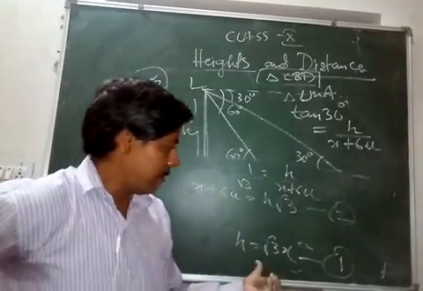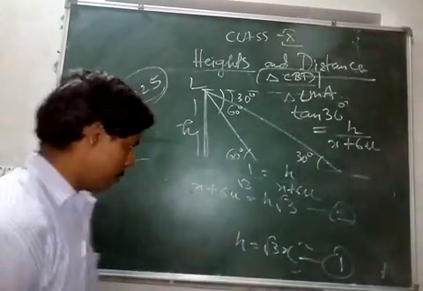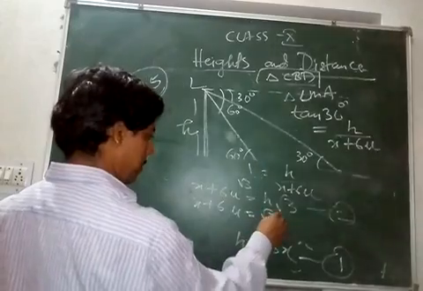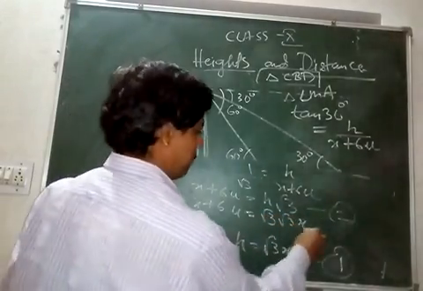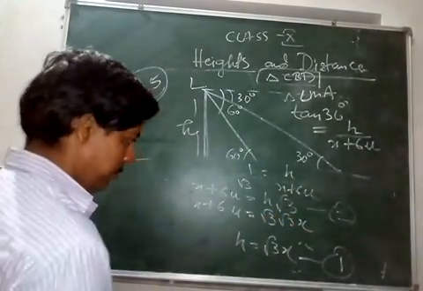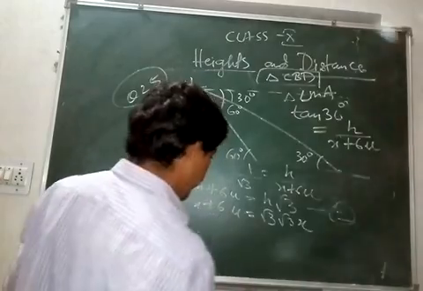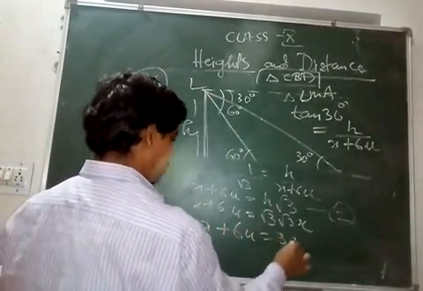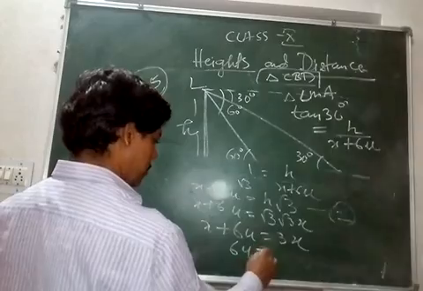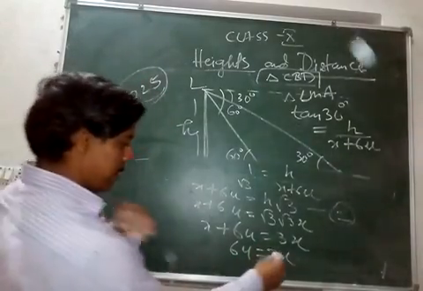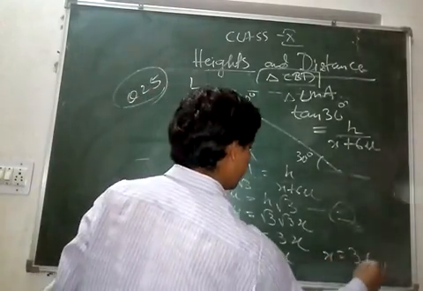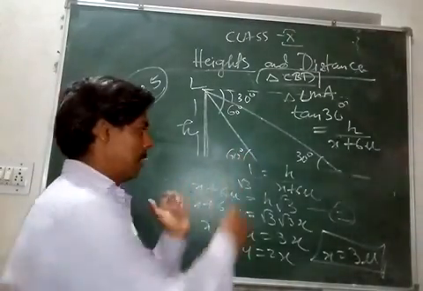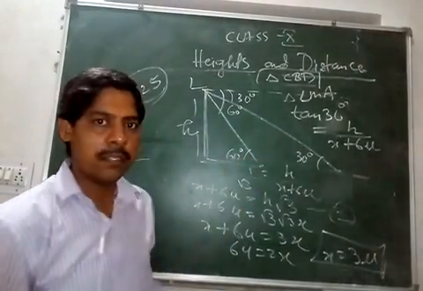Now if I put the value of h from here, what will I get? x plus 6u is equal to root 3 into root 3x. So root 3 into root 3 is 3. So x plus 6u is equal to 3x. x goes that side, 6u is equal to 2x. So we are getting x is equal to 3u. So we have just got the value of this part, this x, 3u.